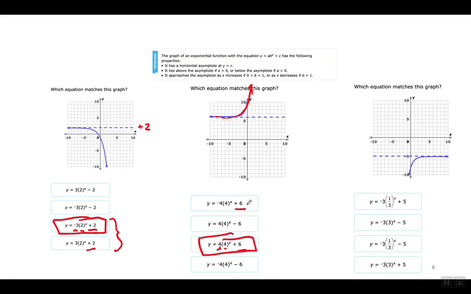I got this from IXL. I'm just doing it to give you a general idea of how to remember if A is positive or negative, and what happens if B is greater than 1. We're going to look at some more different examples in a second.